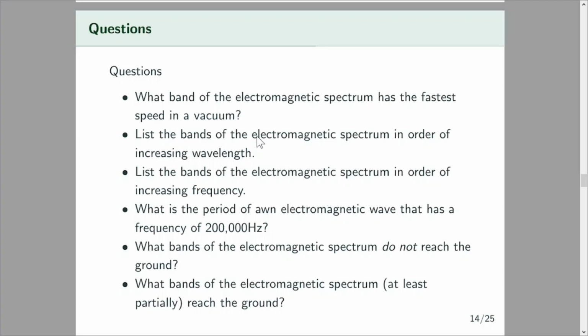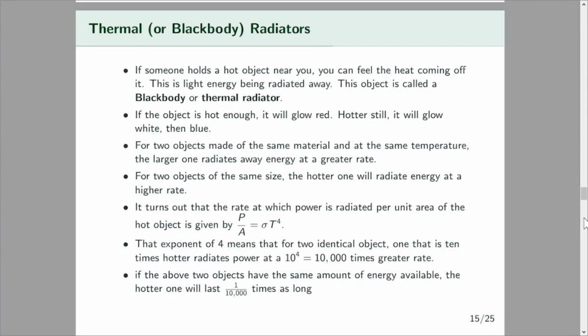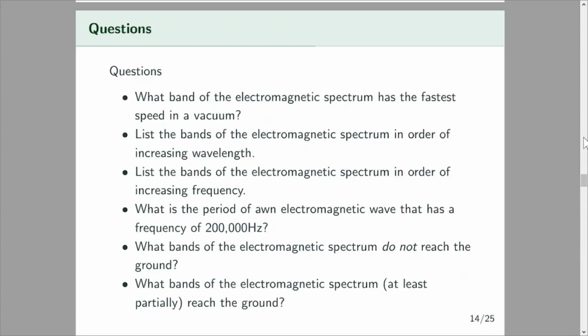List the bands of the electromagnetic spectrum in order of increasing wavelength. List them in order of increasing frequency. What's the period of an electromagnetic wave that has a frequency of 200,000 hertz? So you would have to take 1 over that, right? What bands of the electromagnetic spectrum do not reach the ground? What bands partially reach the ground? I think that's it. Okay.